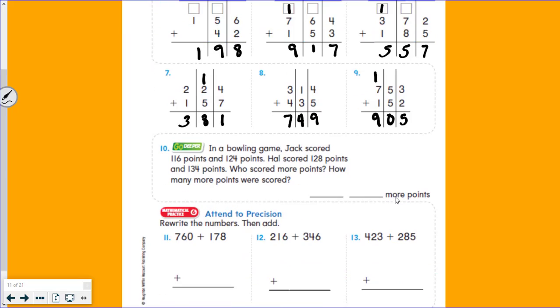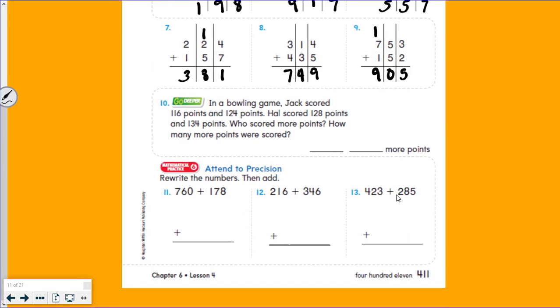So that's those 6. Now we're going to do these down here. We don't usually do these problems, but we're going to do them today. It says rewrite the numbers, then add. Okay, so when they say rewrite, here's what you're going to do.